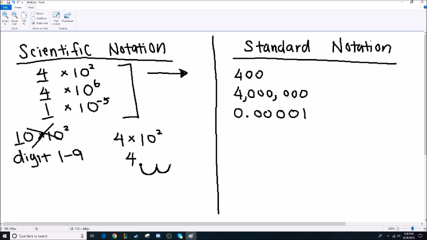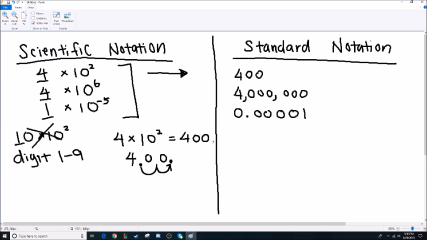1, 2. So this is where my new decimal is going to be. And I'm going to be putting zeros in these spaces, so a 0 here and a 0 here. So the standard form that's equivalent would be 400.